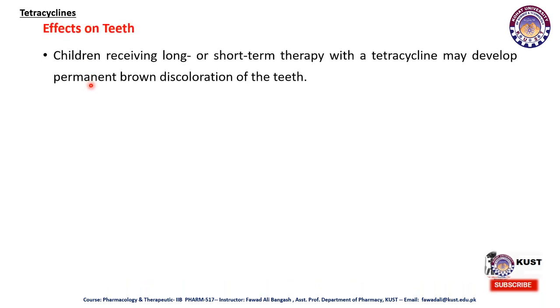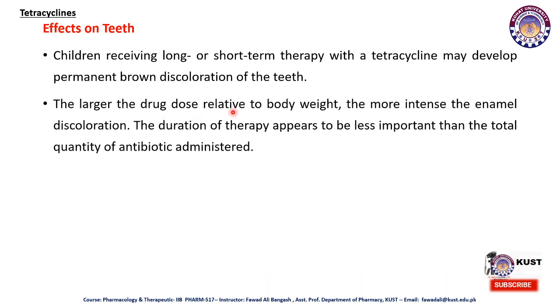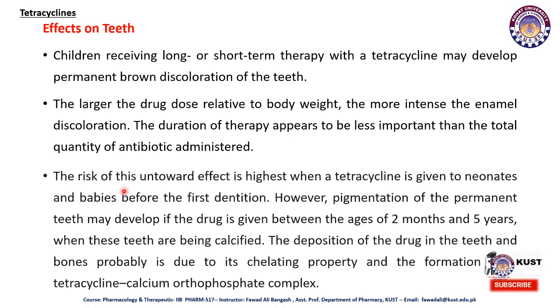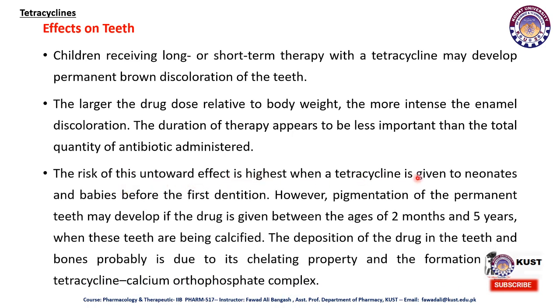Effect on teeth. Children receiving long or short-term therapy with a tetracycline may develop permanent brown discoloration of the teeth. The larger the dose relative to body weight, the more intense the enamel discoloration. The duration of therapy appears to be less important than the total quantity of antibiotic administered. The risk is highest when a tetracycline is given to neonates and babies before the first dentition. However, pigmentation of the permanent teeth may develop if the drug is given between the ages of 2 months and 5 years, when these teeth are being calcified.